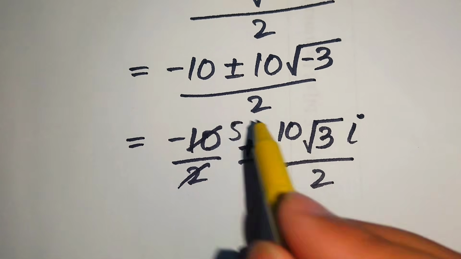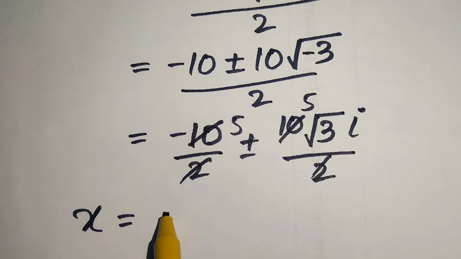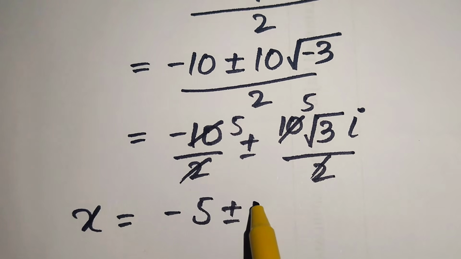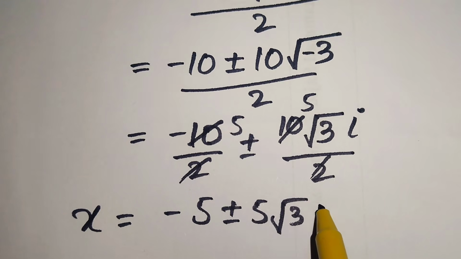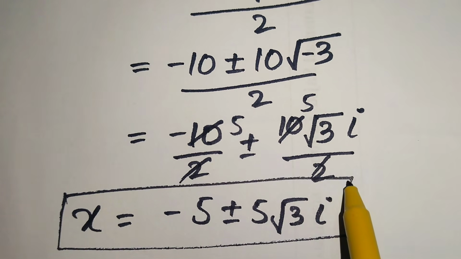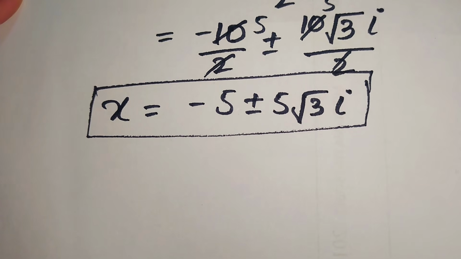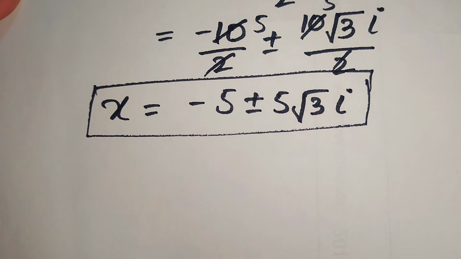So we obtain 2 fives are 10 and 2 fives are 10. So we get the remaining values: −5 ± 5√3 iota. These are the other two complex roots of the given equation which we get from the first case. And now we move towards our second case.